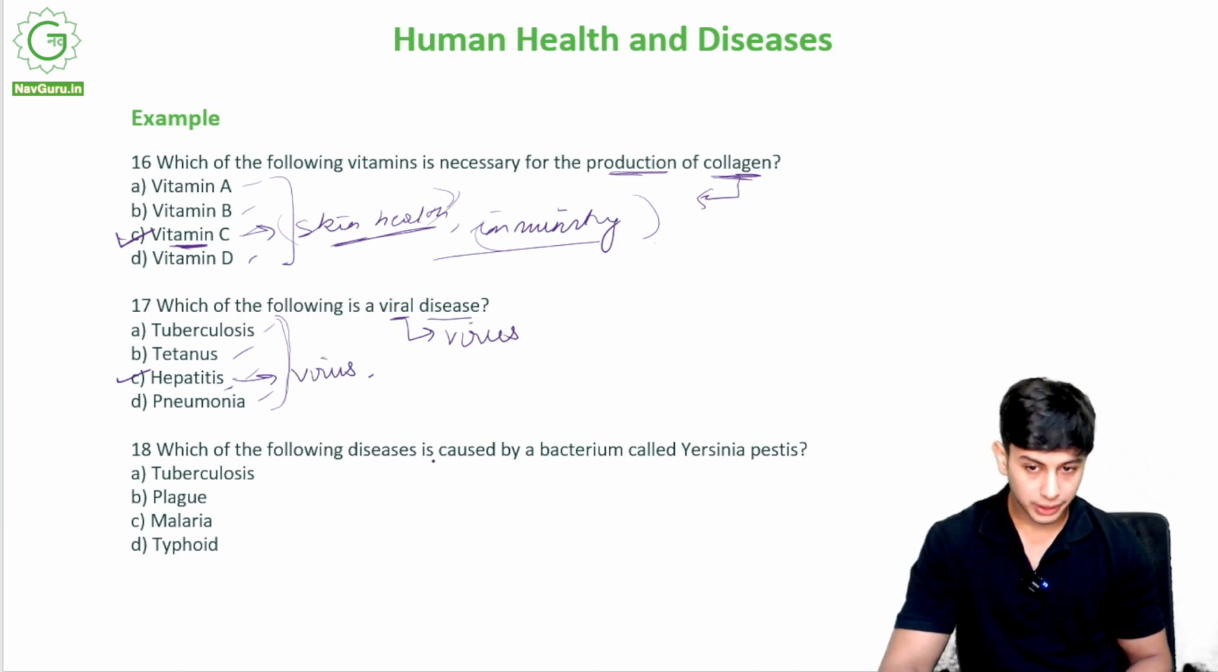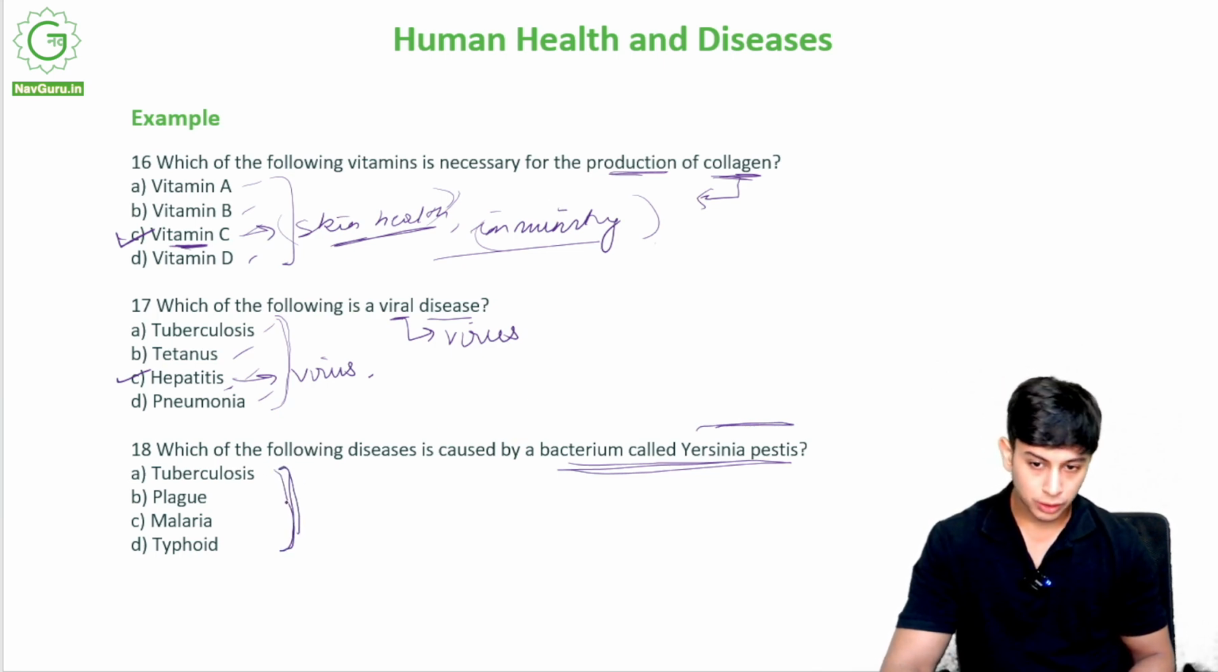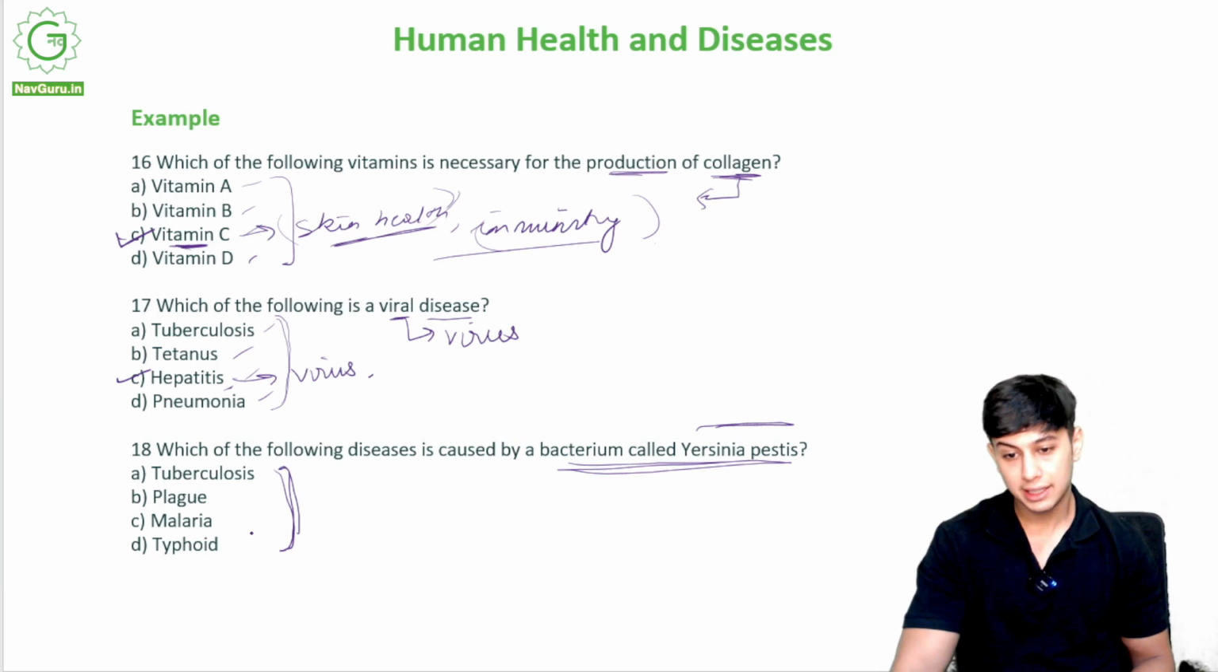Which of the following diseases is caused by a bacterium called Yersinia pestis? Okay, this is a bacteria, Yersinia pestis. Okay, it causes one of these diseases. We have studied about these diseases. So, which disease is it? Is it tuberculosis? Is it plague? Is it malaria? Is it typhoid? So, the correct option is B. Plague. Plague is caused by Yersinia pestis.